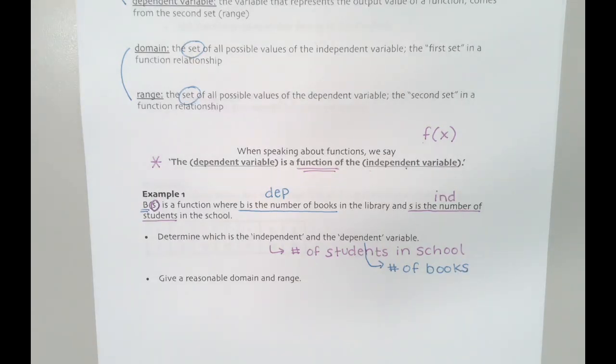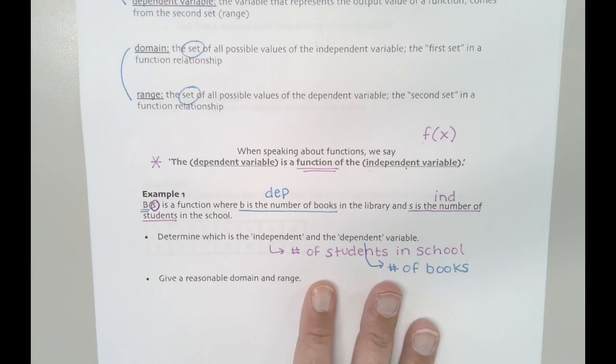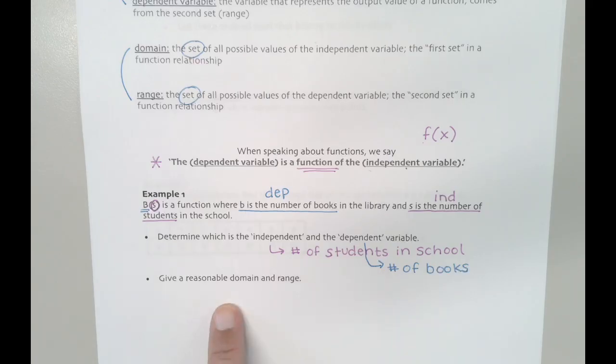Okay, let's look at the difference here between what I just wrote for independent and dependent variable and domain and range. Domain and range are what values make sense to go in place of this independent variable. So what types of numbers would make sense as the number of students in the school? Now, we have no idea. We don't know anything about this school, right? So it's hard for us to put a specific number on it, but we know a couple of things.